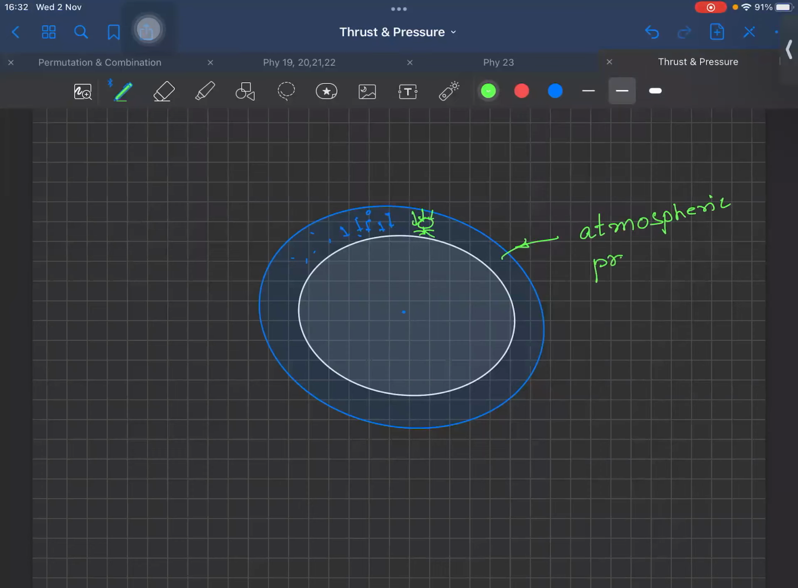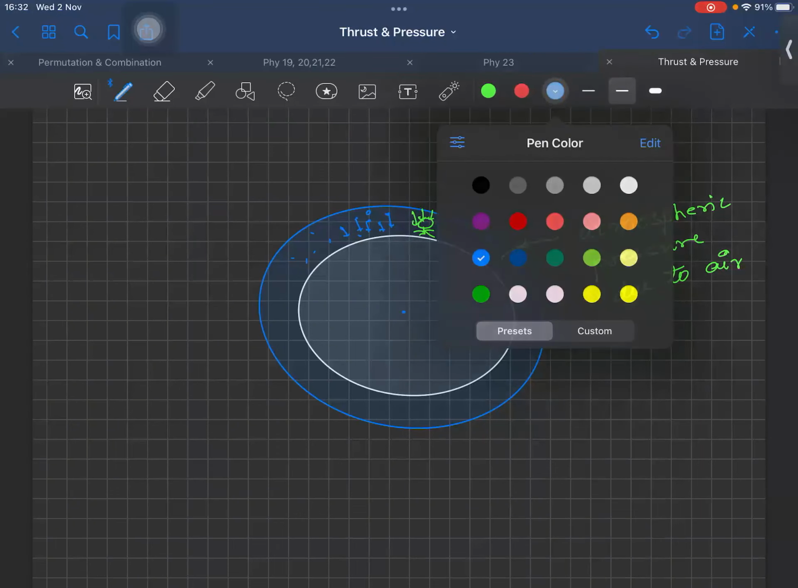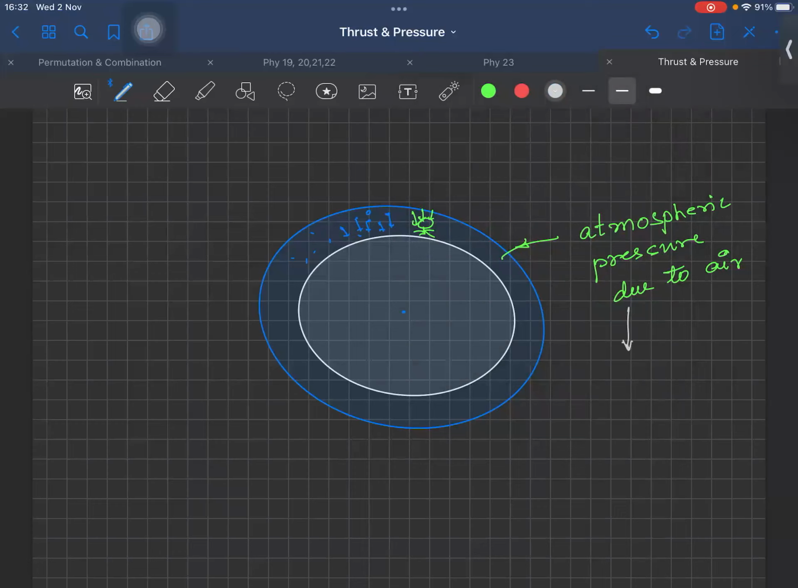Atmospheric pressure is due to air, right? Due to air. And the value of this pressure, in magnitude, is written as 1 atm, or 1 atmosphere. Now in Pascal, 1 atm is equal to 101325 Pascal.